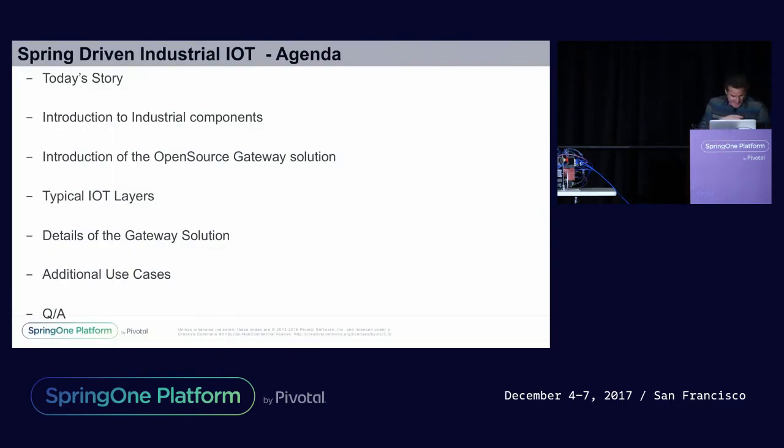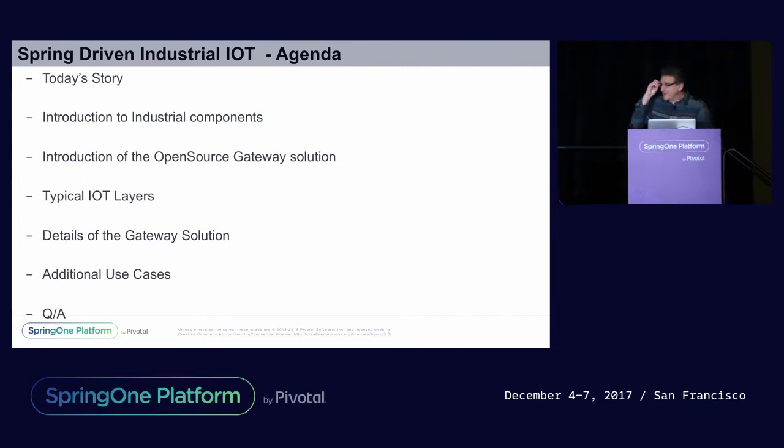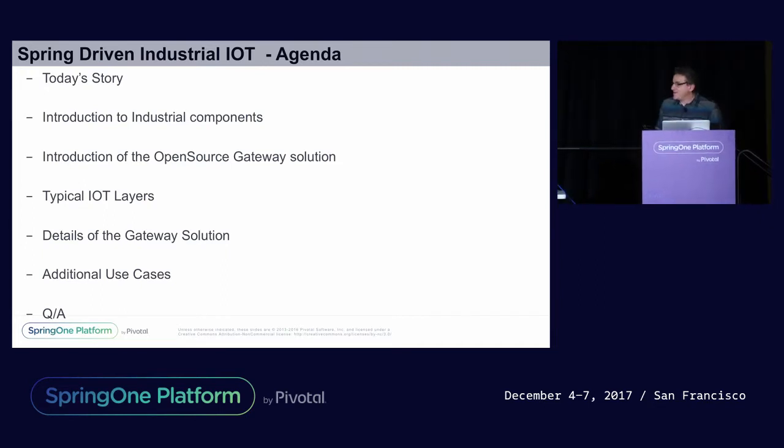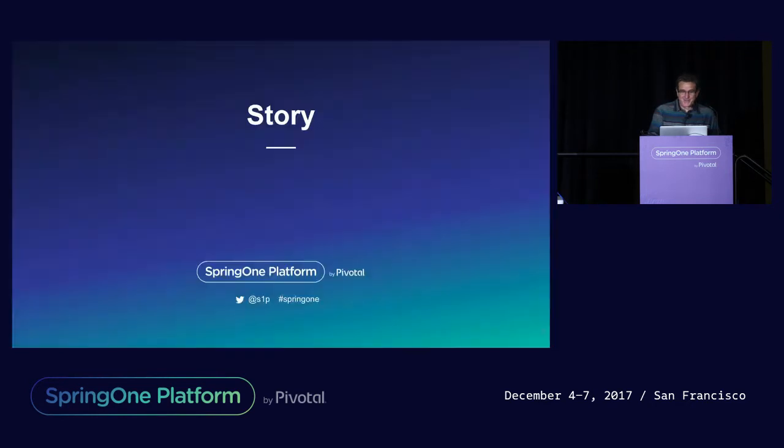What we're going to do today is talk about industrial components. We're going to talk about how we use the components and how this open source solution gateway can be used to enhance the whole digital process and control process within power plants and assembly lines and things like that. We'll go into details of additional use cases as well.